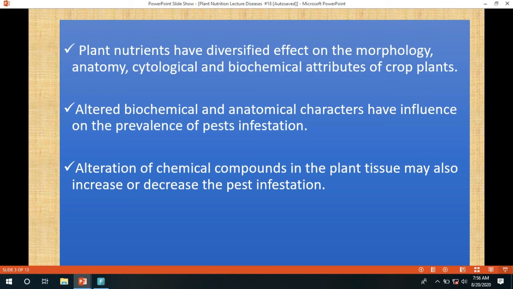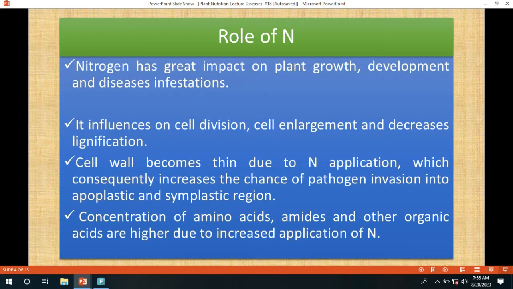So this is all about how the nutrient elements influence the surveillance, control or management of pests and diseases. So first, the role of nitrogen.